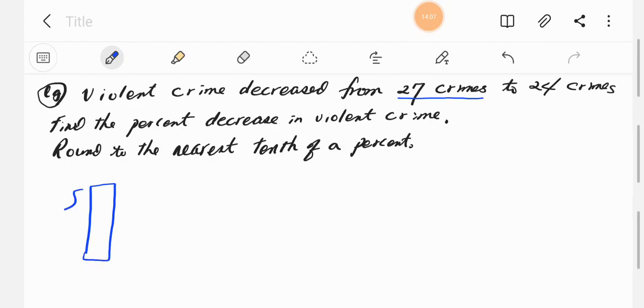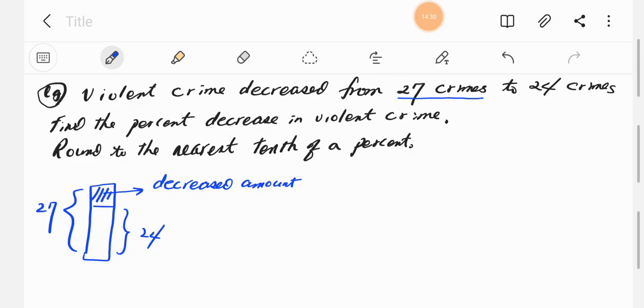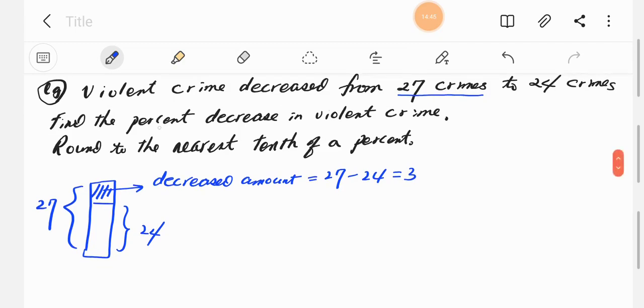So there are 27 crimes, and this one is decreased to 24 crimes. 24, right? So this amount is decreased. So this is the decreased amount. Right? So this decreased amount is 27 minus 24. So 3. So 3 crimes decreased from 27, right? Then what is the percent decrease? What is the percent decrease for this one?